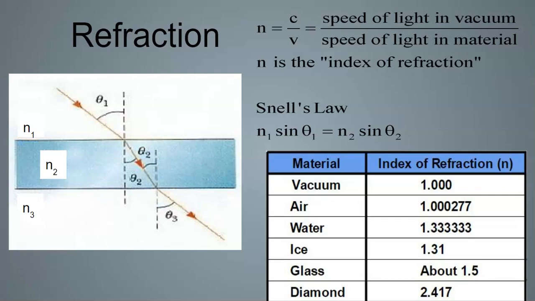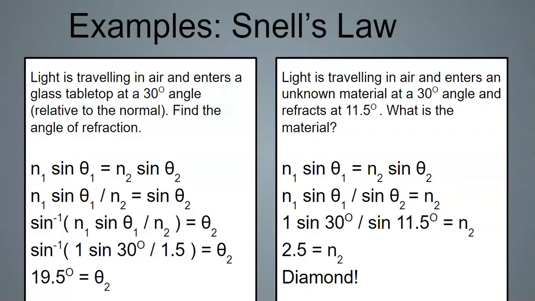Let's do a couple of the examples here. The one on the left says that light is traveling in air and enters a glass tabletop at a 30-degree angle. That's relative to the normal. If they don't say that, that's what they mean. We always measure relative to the normal. And they want to find the angle that it travels through the glass. You can see that they put Snell's law there: n1 sine theta 1 equals n2 sine theta 2. We want to solve that for theta 2.